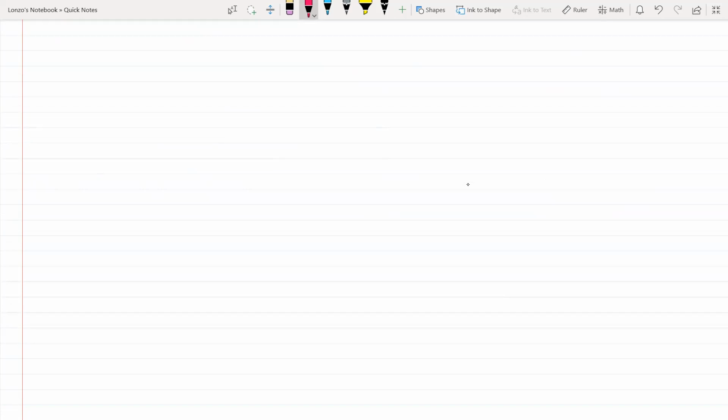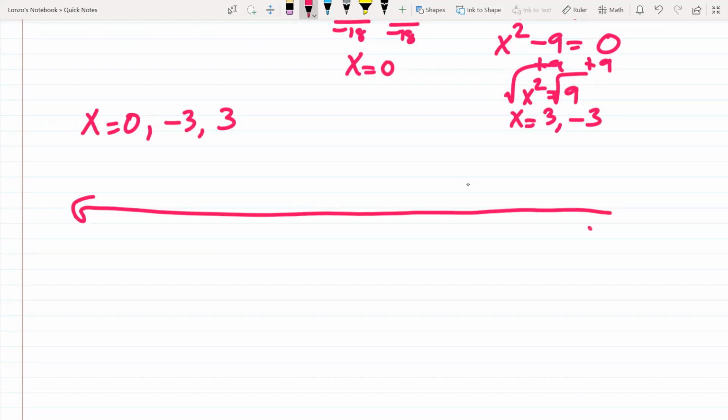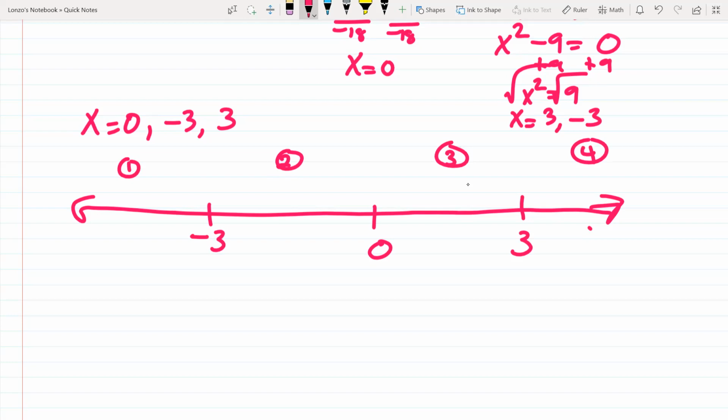Now let's put it on a number line. Negative 3, 0, 3. 1, 2, 3, 4 boundaries we have to test. So what was our f prime of x? F prime of x is negative 18x over x squared minus 9 squared.